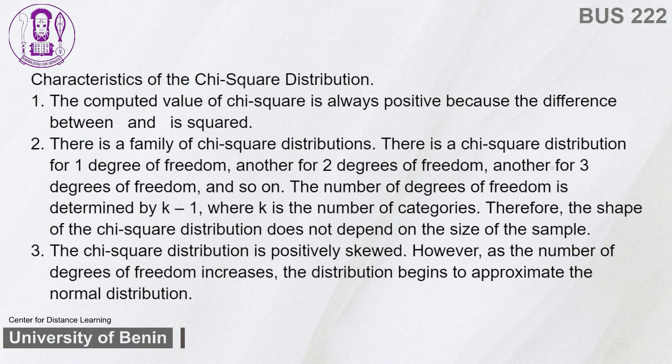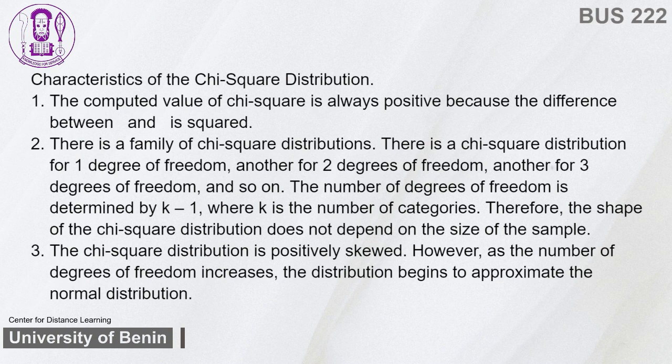Characteristics of the chi-square distribution. 1. The computed value of chi-square is always positive because the difference between observed and expected is squared. 2. There is a family of chi-square distributions. There is a chi-square distribution for 1 degree of freedom, another for 2 degrees of freedom, another for 3 degrees of freedom, and so on. The number of degrees of freedom is determined by k − 1, where k is the number of categories. Therefore, the shape of the chi-square distribution does not depend on the size of the sample.